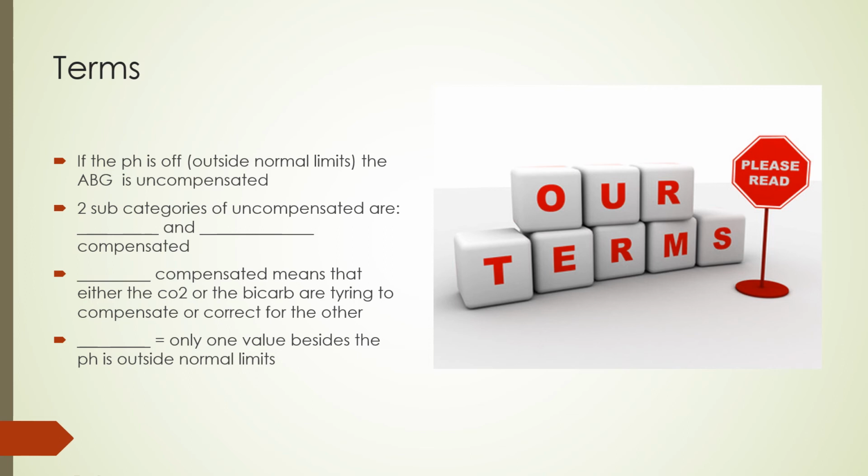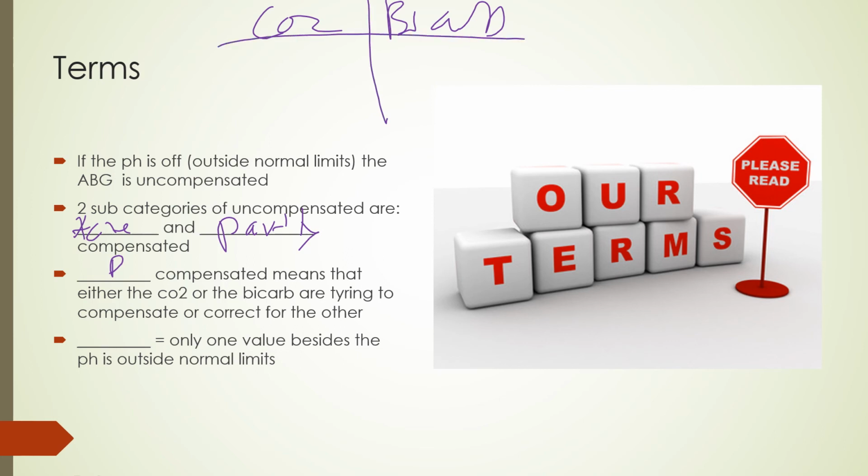If the pH is off or outside the normal limits, you have an uncompensated ABG. In other words, it's not chronic, it's not normal, it's either acute or partially compensated, right? So this is either acute or partially compensated. Partially compensated means that either the CO2 and the bicarb are trying to compensate and correct for the other one. So if your CO2 is acidic, your bicarb would be basic.